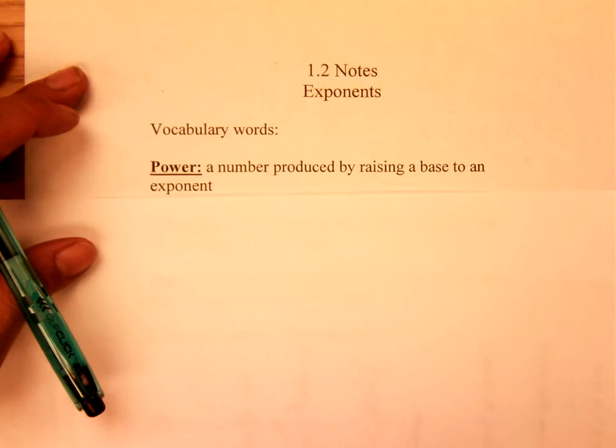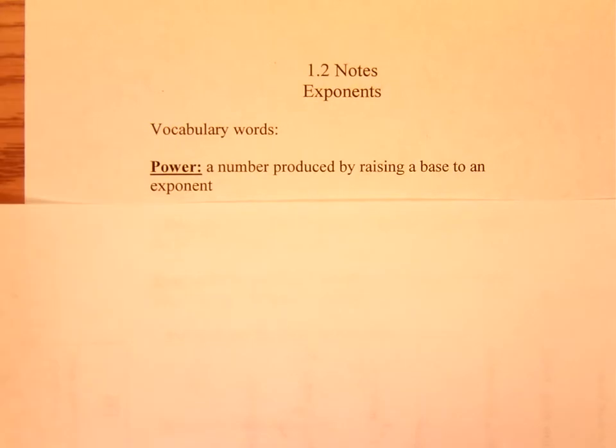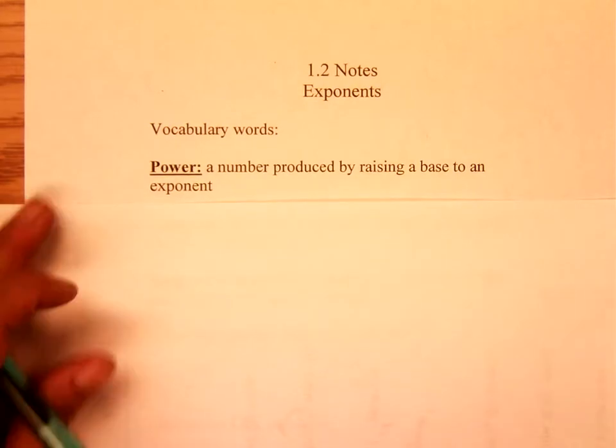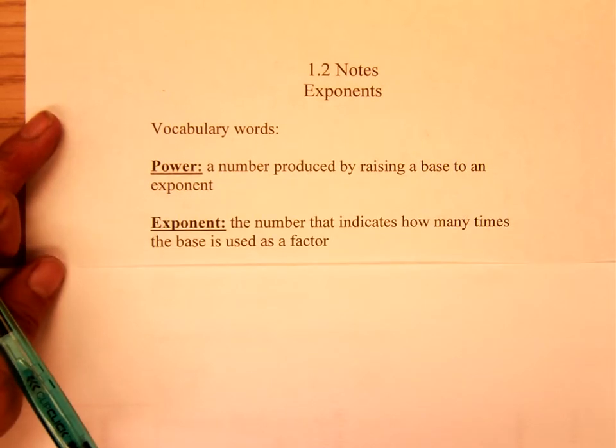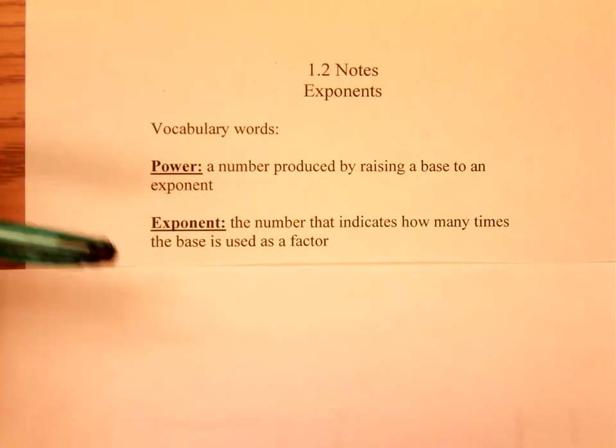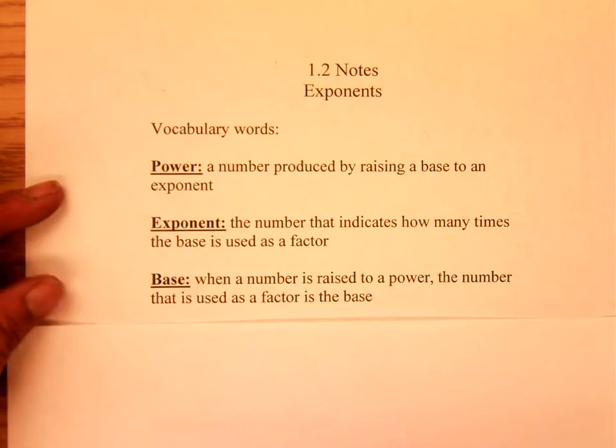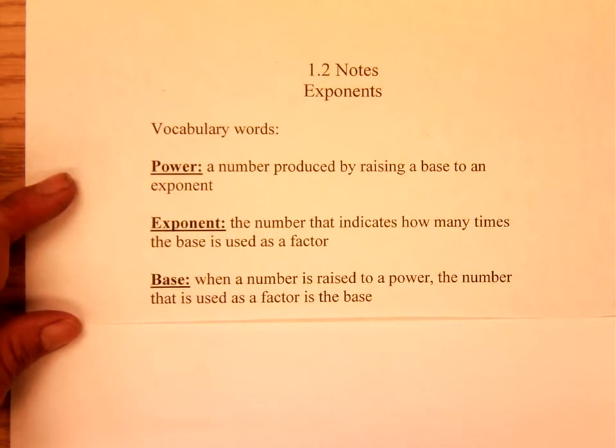Okay, so today's lesson is 1.2 notes, exponents. So here's your vocabulary words. A power is a number produced by raising a base to an exponent. Exponent is a number that indicates how many times the base is used as a factor. Base is when a number is raised to a power, the number that is used as a factor is the base.